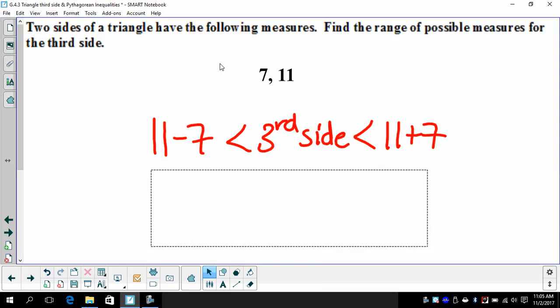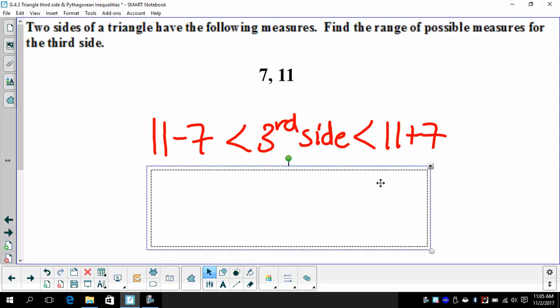We're going to add both of these sides together, because if these are going to be the two smaller ones, then these added together need to be bigger than whatever my next side is. And the other thing we're going to do is subtract them. So I create this inequality that says 11 minus 7 is less than whatever my third side is, and that's less than 11 plus 7.